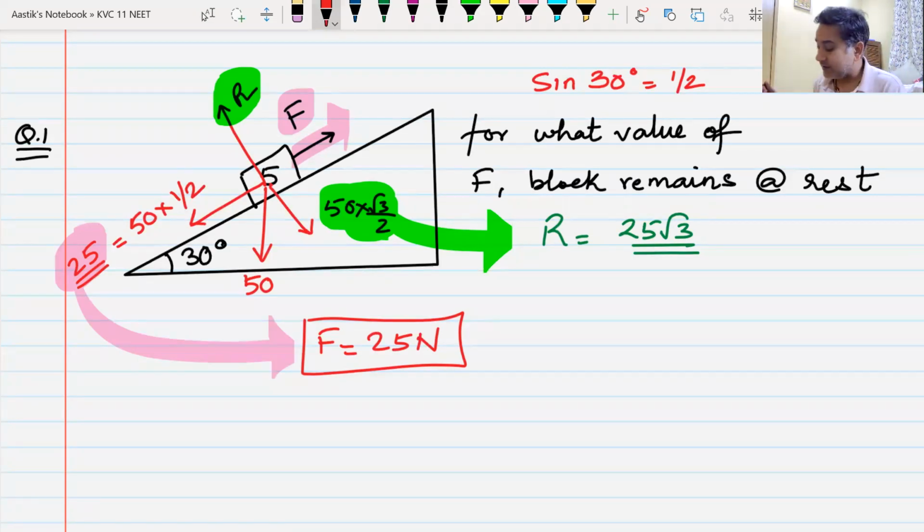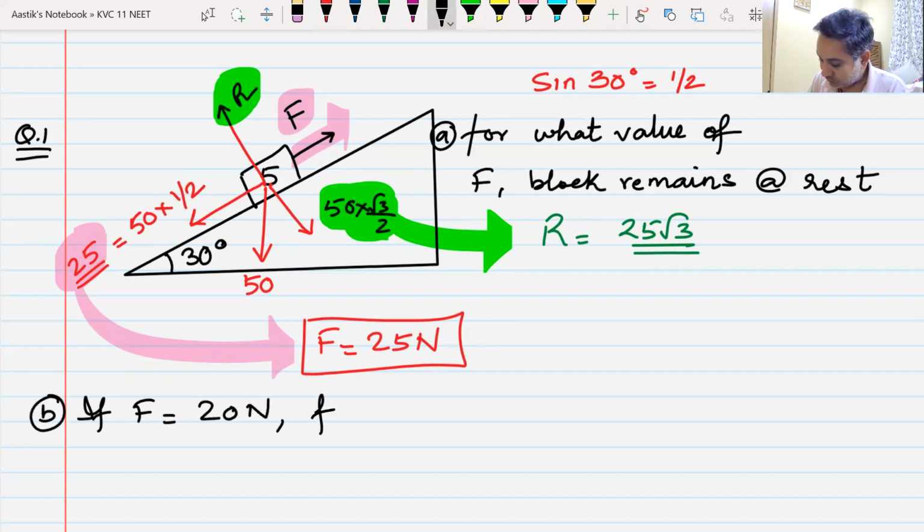If you get this answer, then I will give you question number B. This was question number A. If the value of F is given as 20 newtons, find the acceleration. Remember, in the first case the value of F was not given, but now I made one more question. The value of F is not 25, it is 20 newtons. Can you now tell me what is the acceleration of the block? I'll give you 2 minutes to solve this. Please do it. I will be very happy if you can do this.